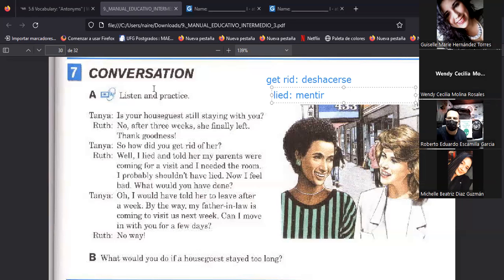Is your house guest still staying with you? No, after 3 weeks, she finally left. Thank goodness. So how did you get rid of her? Well, I lied and told her my parents were coming for a visit and I needed the room. I probably shouldn't have lied. Now I feel bad. What would you have done? Oh, I would have told her to leave after a week. By the way, my father-in-law is coming to visit us next week. Can I move in with you for a few days? No way.